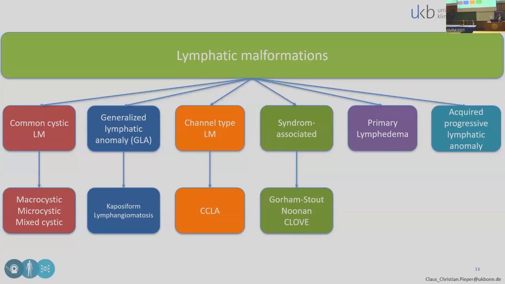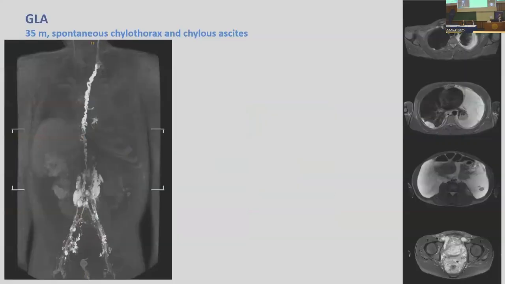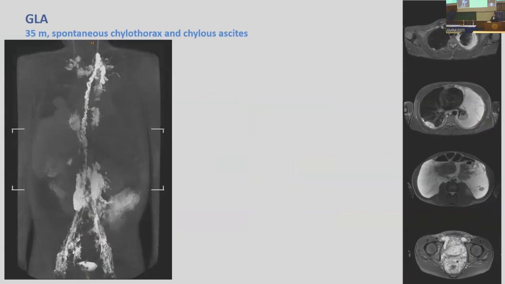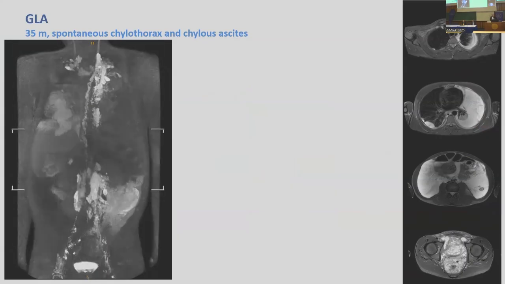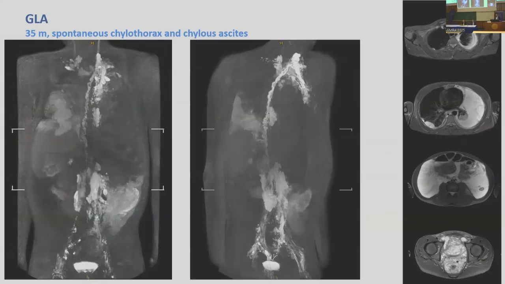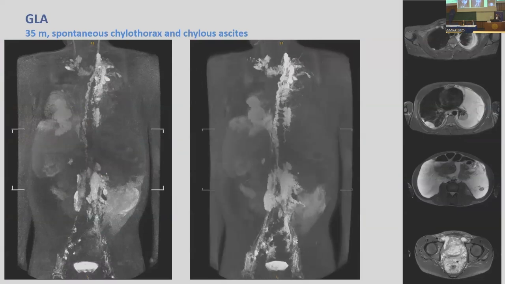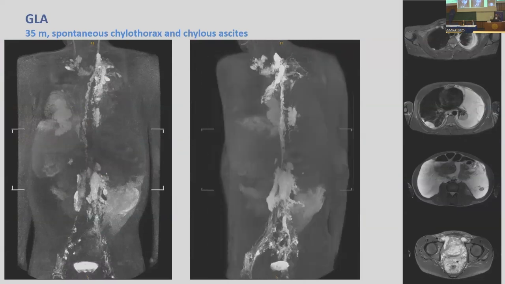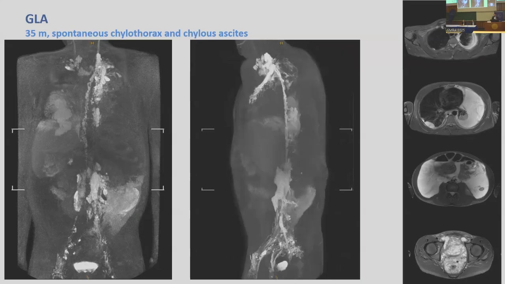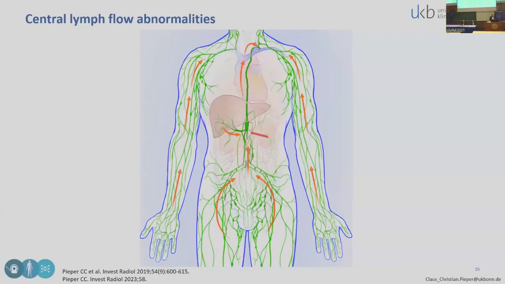Don't want to go into too much detail concerning lymphatic malformations. Just to give you an idea, this is also a patient with generalized lymphatic anomalies, spontaneous chylothorax and chylous ascites. You can already see these extensive fluid collections, this altered lymphatic system. And when you look at the flow dynamic, you can appreciate there are several leakages into the abdomen as well as in the thorax. This is a condition that's very hard to treat, and we're currently struggling to help these patients.